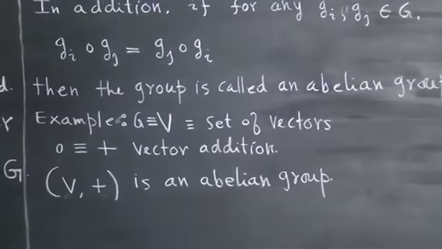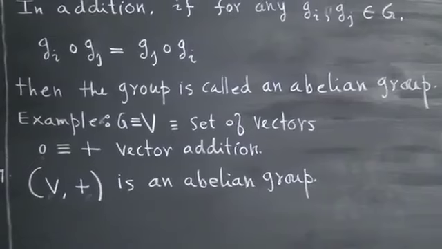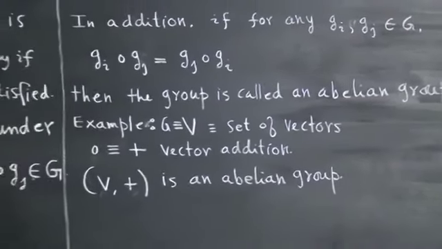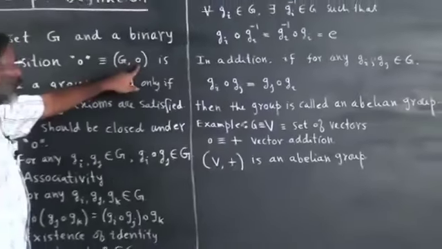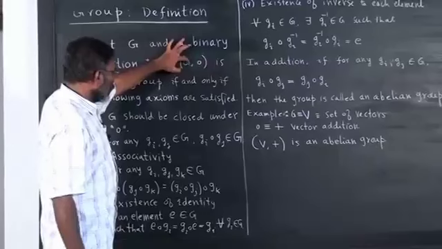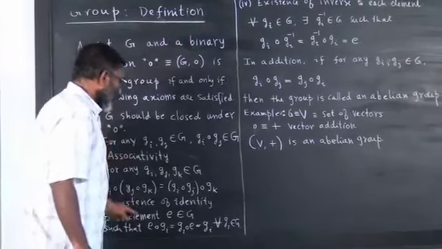Okay, so these are the axioms that are required to be satisfied for some algebraic structure. We call this an algebraic structure. G with a binary operation is an algebraic structure. For this structure to become a group, it needs to satisfy all of these.